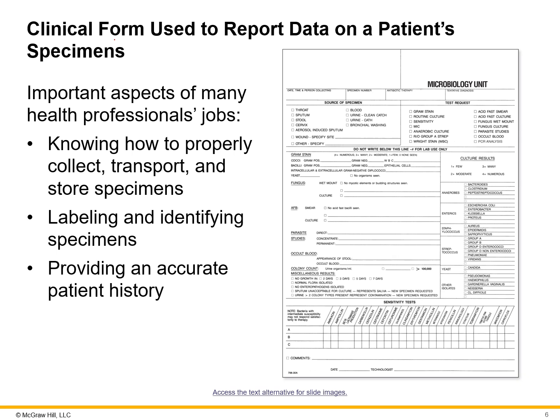Now, the clinical form that's used has important aspects. It's very important that the health professionals know how to properly collect, transport, and store those specimens. They label and identify specimens, which is so important so that there's no mixing of data. It's also important for providing an accurate patient history, which can be very vital in determining a diagnosis.